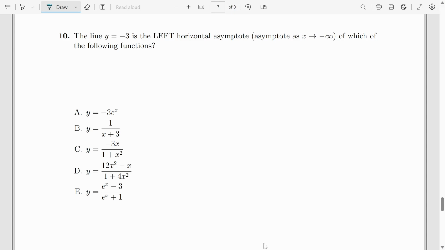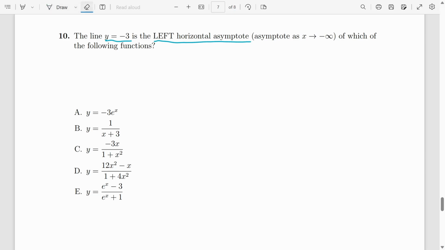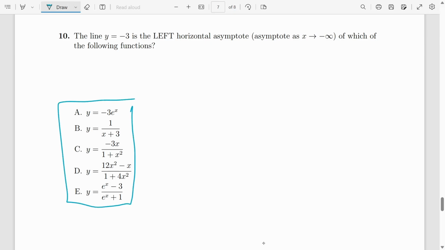Cool. So question 10, the line y equals 3 is the left horizontal asymptote of which of the following functions? This is like the reverse of a problem that I'll usually ask you, where it's like find the equation of the asymptote of a given function, but it's asking you to go in reverse. So here's an asymptote. Which one of these functions has that asymptote?